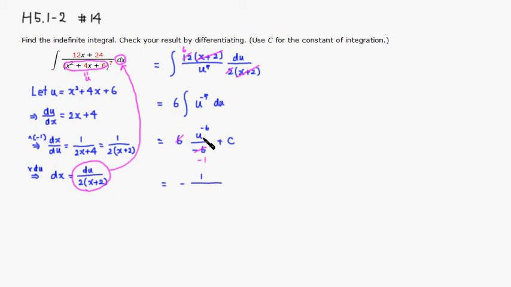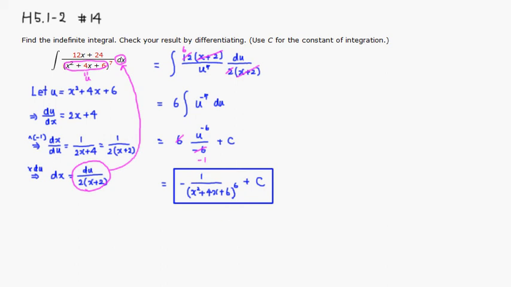Now u is x squared plus 4x plus 6, and we need to raise it to the 6th power, plus some constant c. So this is the antiderivative that we were looking for.